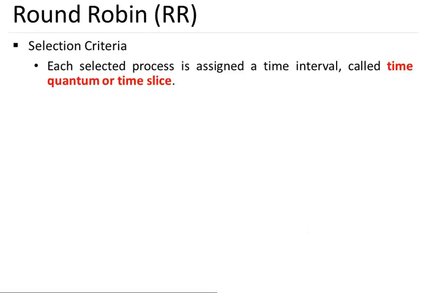The selection criteria in this algorithm is that each selected process is assigned a time interval, which is known as a time slice, or I can say time quantum. So basically, in this algorithm a particular time is selected, and for that time a particular process is allocated to the CPU.